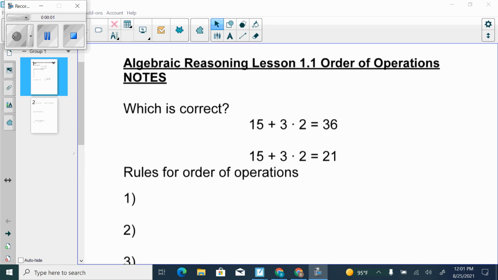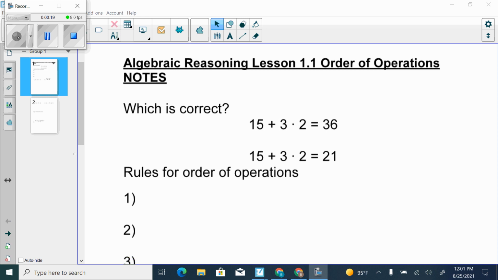It has two problems, exact same question, but they got different answers. So, I want you to look at the two. Before you answer out loud, I want you to talk to the people in your row or sitting right beside you about which one is correct and why. So do that real quick.